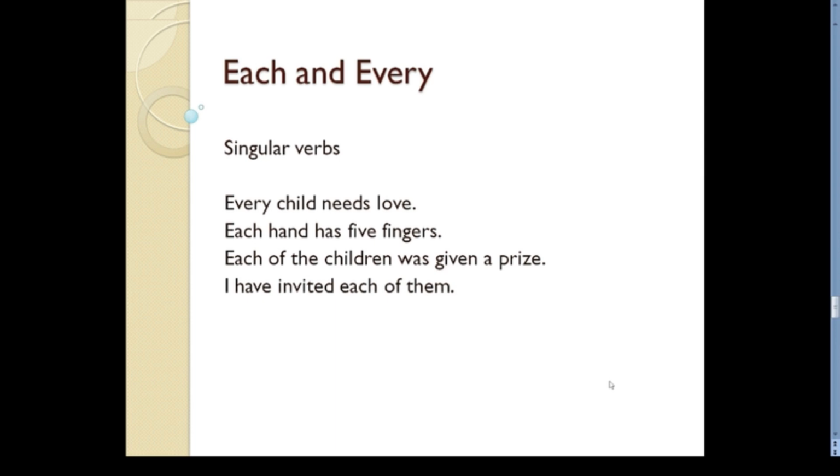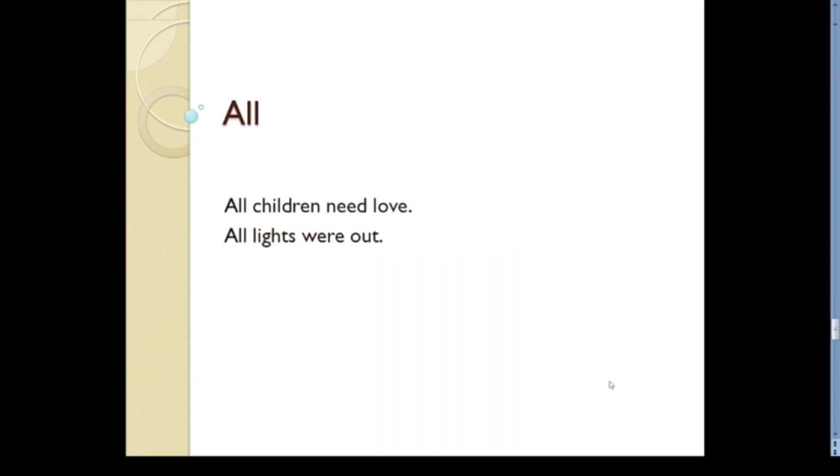I have invited each of them. Before a pronoun, we have to use each of. We cannot use each before a pronoun. It should always be "each of them." I have invited each of them. All is used with a plural noun and a plural verb. All children need love. We can also say every child needs love.